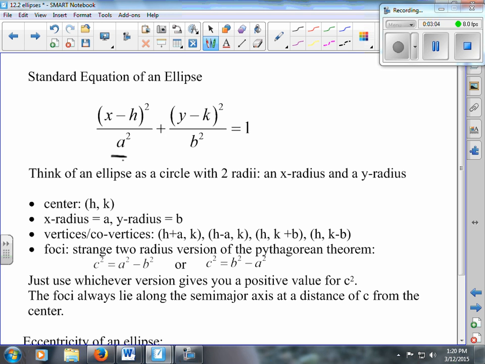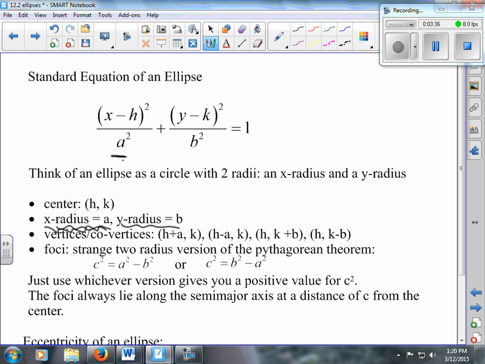A is the x radius, and this is a Mrs. Griffith term. It doesn't really exist, but it works out. It all works out nicely if you think of it that way. And B is the y radius. And (h, k) is, again, your center. Just like in a parabola, the vertex is (h, k). In all of these conic sections, we're going to use (h, k) for the central point. Okay, so we have center (h, k), x radius a, y radius b.